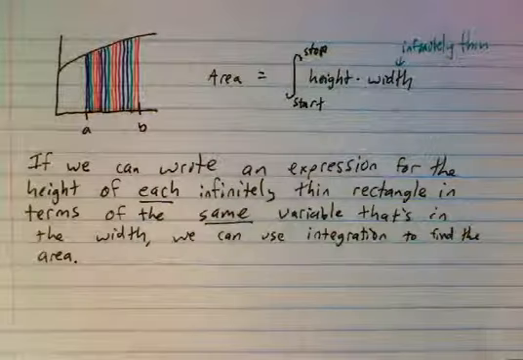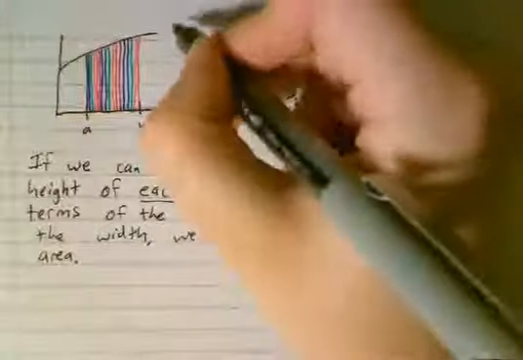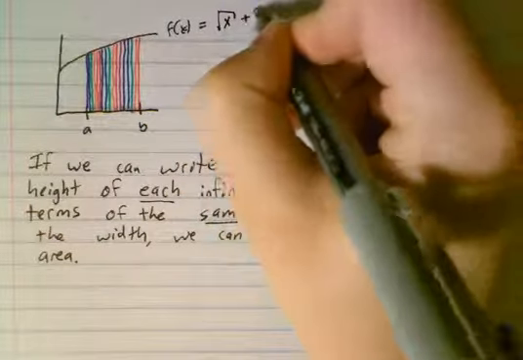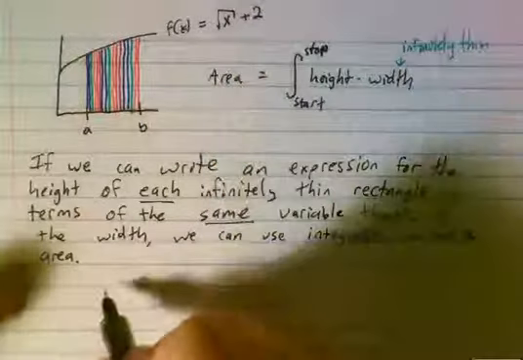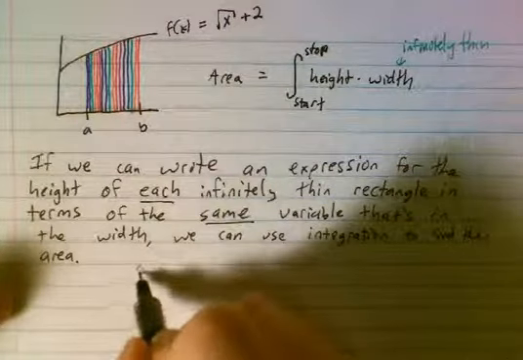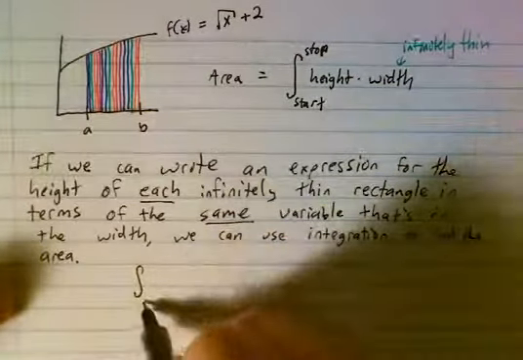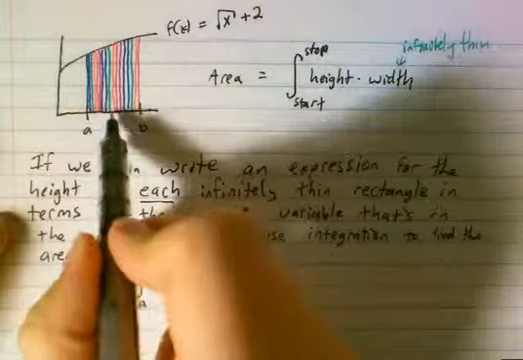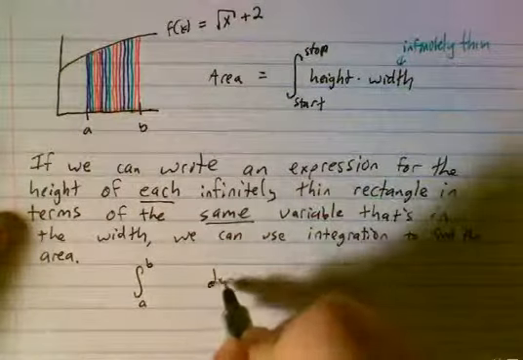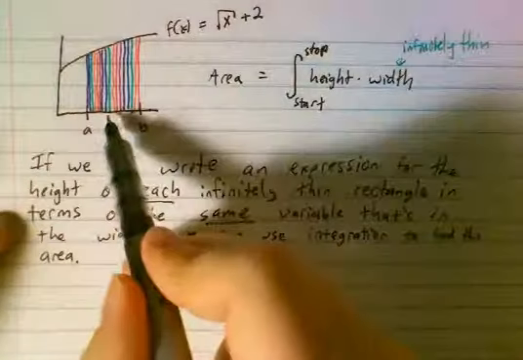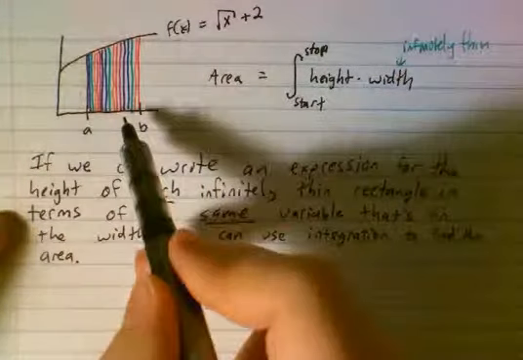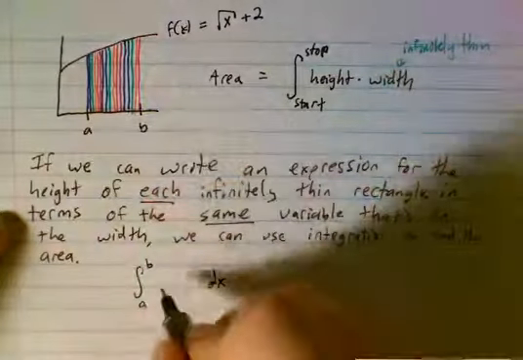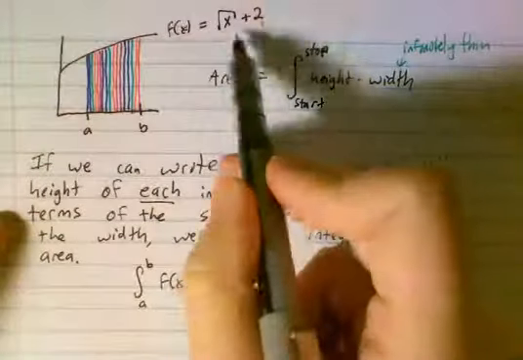So let's say the equation of this curve is that f of x equals the square root of x plus 2, then we can say that the area is the integral from our starting number to our ending number. We know that our infinitely small width is in the x direction, so it's going to be dx. And then the height of each rectangle, whatever the value is for x, this height is f of x, or root x plus 2.